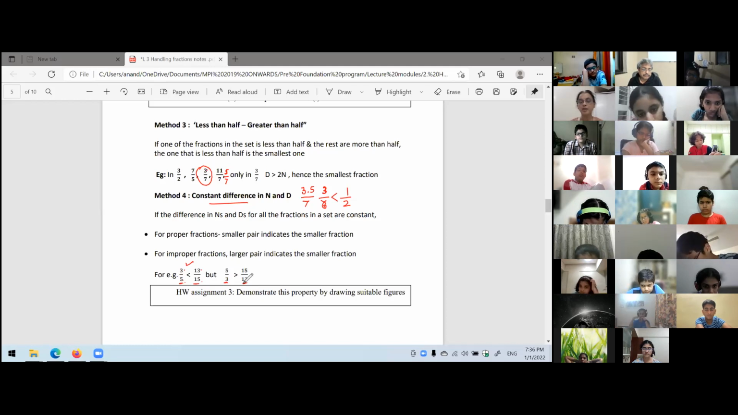I want you to do this with strips or figures. Take a whole, make 5 parts, take 3. Take same size strip, make 15 parts, take 13. See which is bigger, which is smaller.